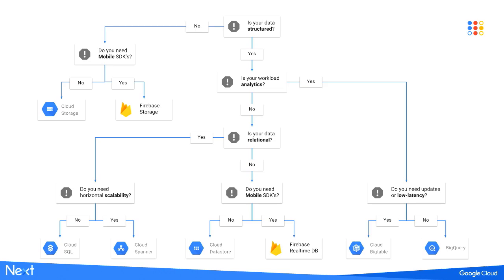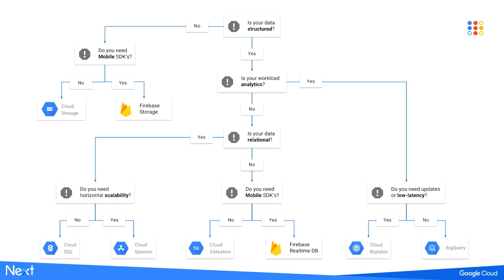If you need low latency and lots of mutations, use Cloud Bigtable. If you don't, use Cloud BigQuery. Coming back down the middle, if your data is not relational, then you have Cloud Datastore. And if you have mobile applications, you have Firebase Realtime Database, which provides you mobile SDKs for iOS, Java, and the mobile applications.